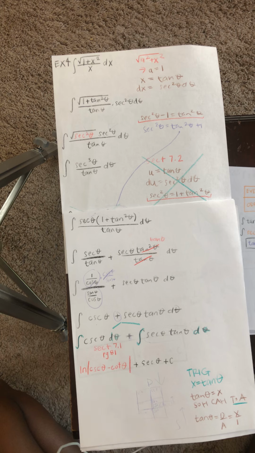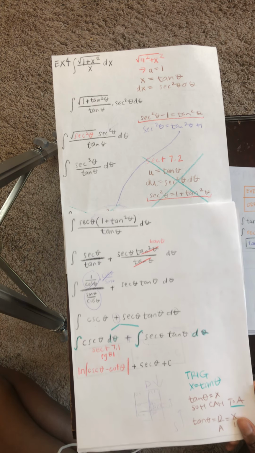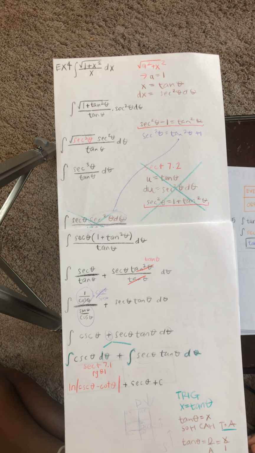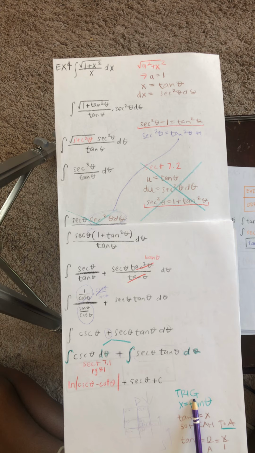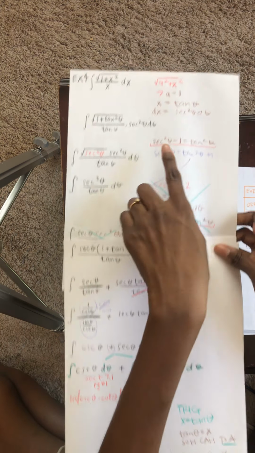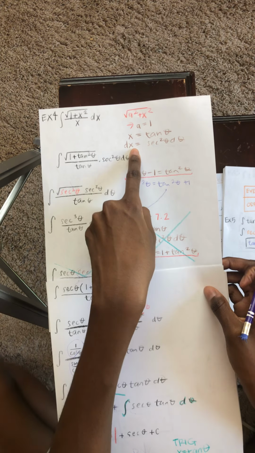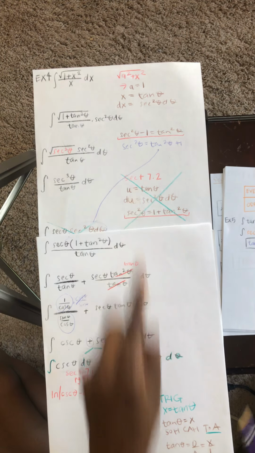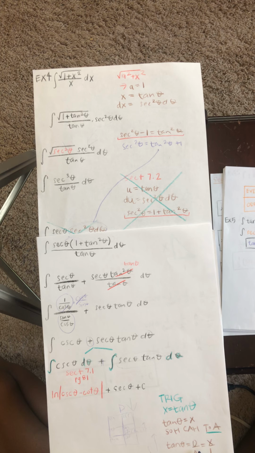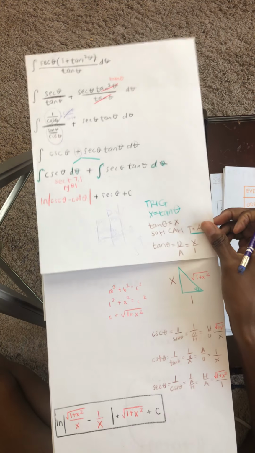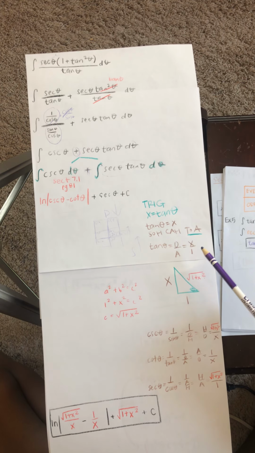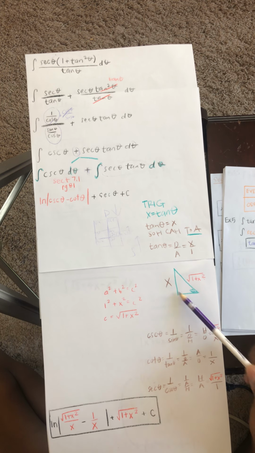We're not evaluating it from anything, so that's why we have the plus c. Again, now we have theta, so we have to reverse everything and bring it right back to our x. So we look at what we have. We have our theta, so now we're going back to trig. We know that x from the very beginning is equal to tangent theta, so that's what we'll start with. Tangent is opposite over adjacent. X is the same thing as x over 1. Okay, so we have x as our opposite, a as our adjacent.